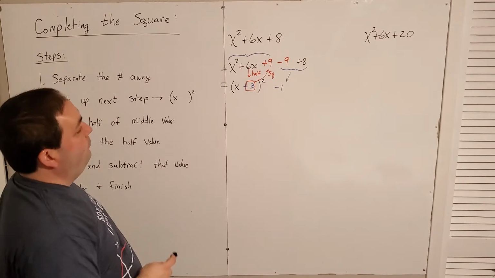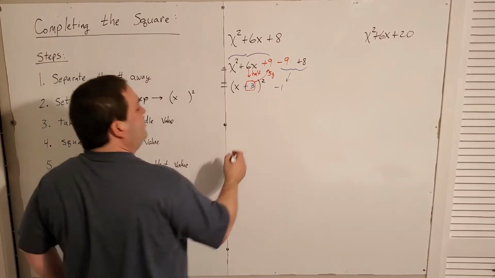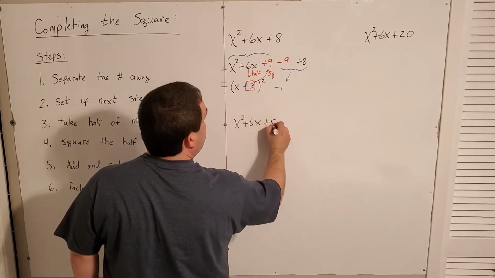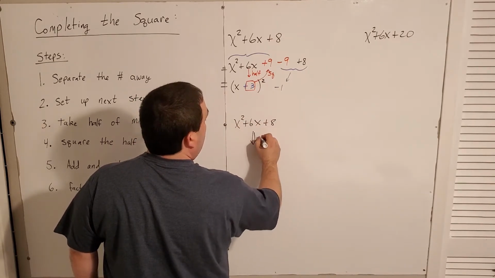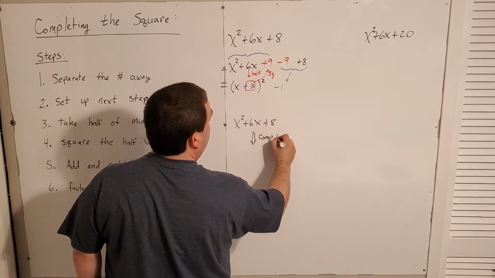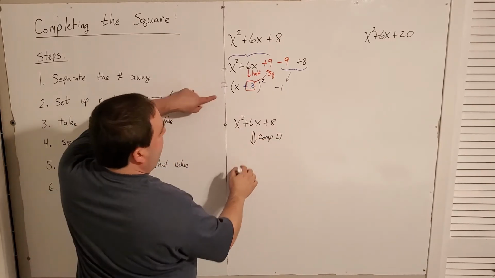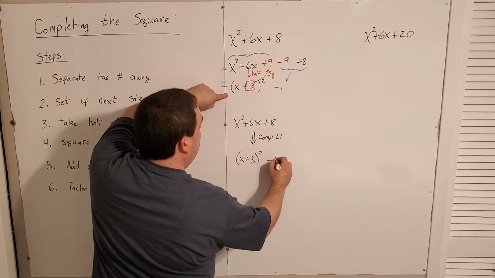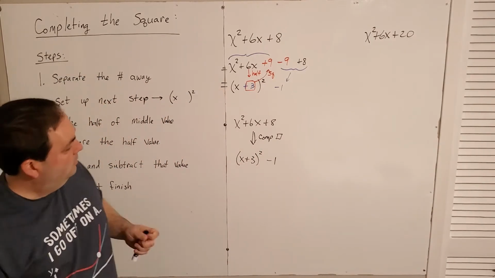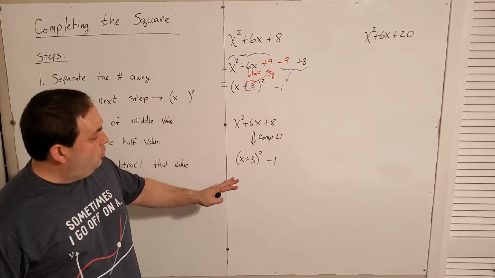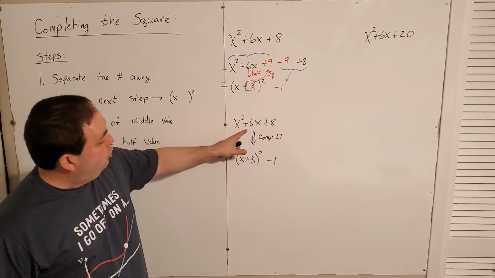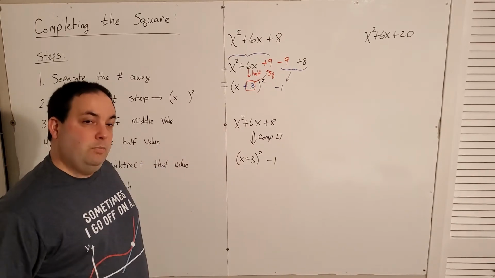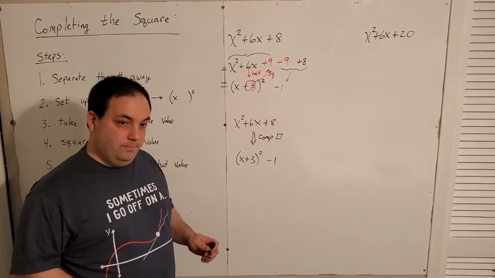Okay? So let me rewrite this. X squared plus 6x plus 8. If I complete the square, right? What I get is x plus 3 squared minus 1. Okay? That's what you want. I want something that goes from 2 occurrences of x down to a single occurrence of x. That's what completing the square truly is doing for us here.